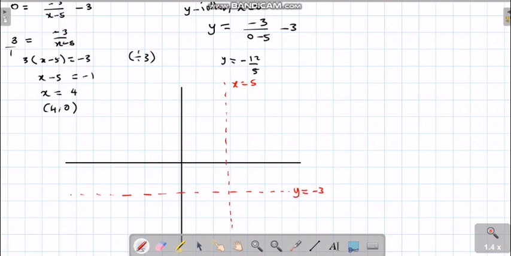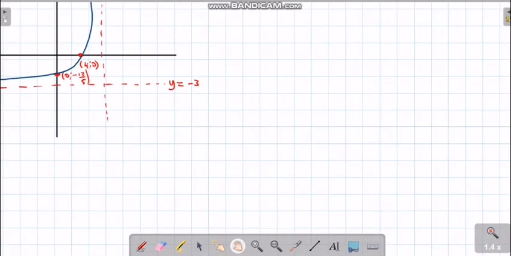Okay, so now let's check. We have (4, 0), then the other one, (0, -12 over 5). -12 over 5 is the same as -2.4, so it's above -3. So here's our graph, and the other part will be here. It doesn't have points, but it will be here.